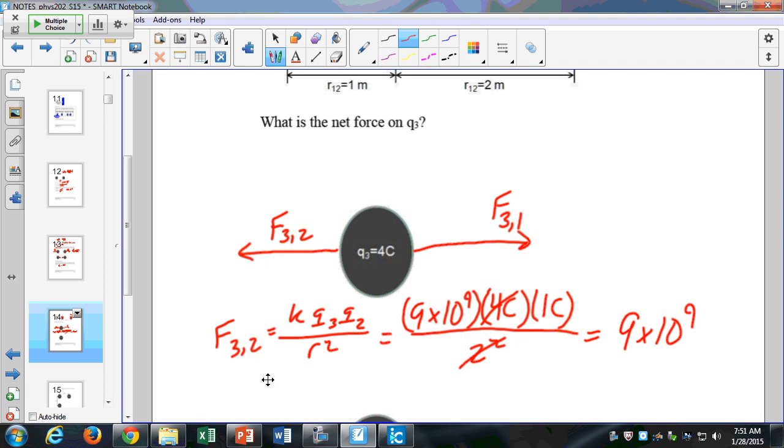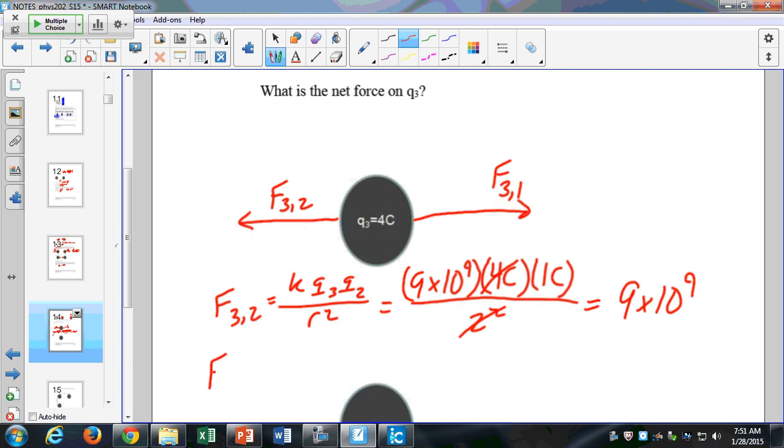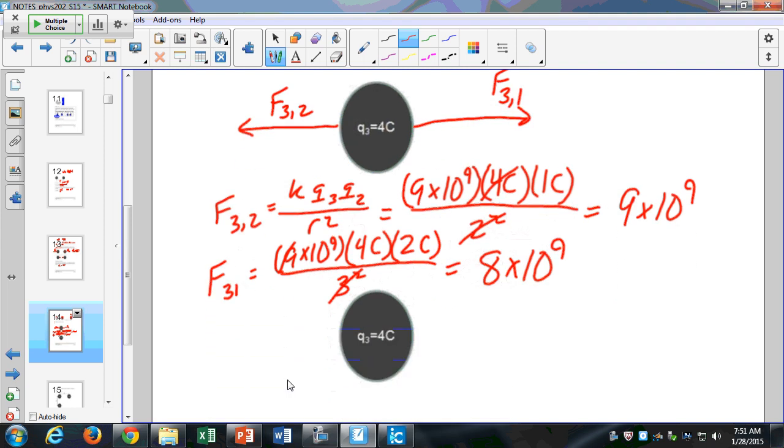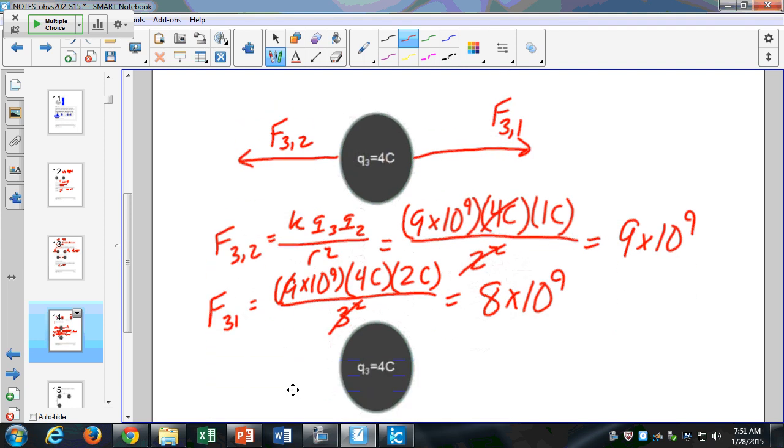And then similarly, I can look at F31. That's going to be 9 times 10 to the 9th times Q3, which is 4 coulombs, times Q1, which is 2 coulombs, divided by what distance? Right, 3 meters squared, which is 9. This 9 cancels with this 9, and we're left with 8 times 10 to the 9th. All right, so F31 is 8 times 10 to the 9th. F32 is 9 times 10 to the 9th.